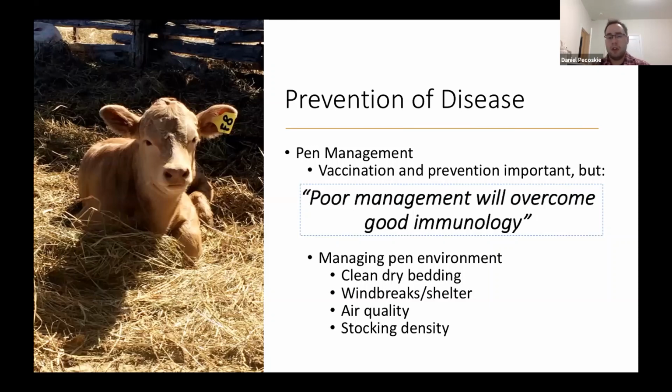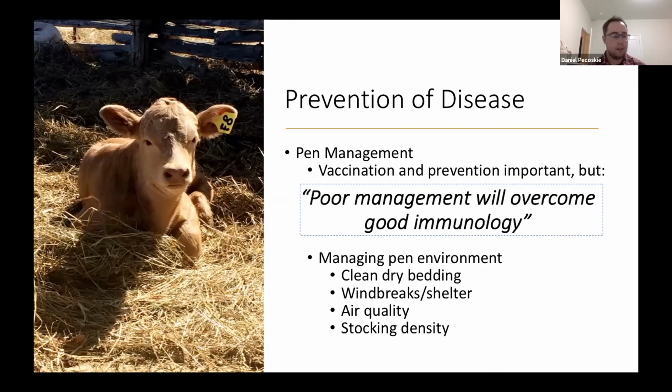So what can we do to manage our pen environment? Make sure we have lots of clean, dry bedding, especially at the start when they're starting out, and making sure that cattle can find the water bowls if they're started that way, or water troughs, depending on the water system. Windbreaks and shelter.